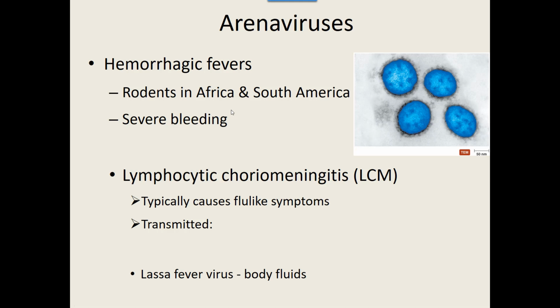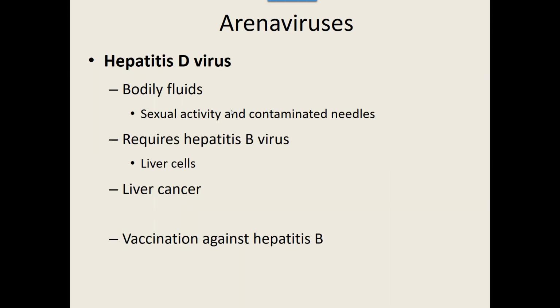Another arenavirus that's not an animal virus is hepatitis D. It's transmitted by bodily fluids, usually through sexual activity or contaminated needles. The interesting part about this particular virus is that it can't reproduce on its own. No viruses can. They have to hijack a host cell. But even if hepatitis D virus gets into a cell, it still can't hijack and replicate itself. It instead requires the hepatitis B DNA. It needs hepatitis B for it to reproduce.